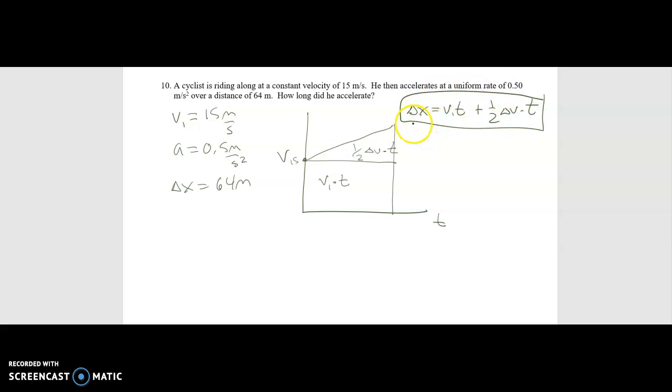Do we know delta x? We do. Do we know the initial velocity? We do. Do we know t? No. Do we know the change in velocity? No. So I've got two variables. Maybe this isn't the best choice.